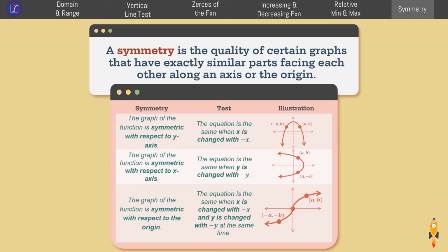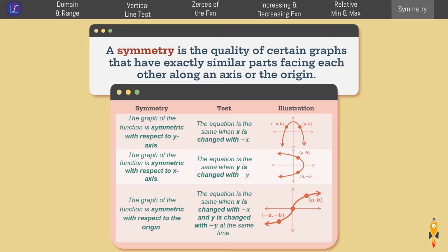What are symmetries? A symmetry is the quality of certain graphs that have exactly similar parts facing each other along an axis or the origin. Y-axis symmetry. A graph is symmetric with respect to the y-axis if a point (a, b) is on the graph together with point (-a, b). The graph mirrors along the y-axis. If substituting the variable x with negative x yields the same equation, then the graph has y-axis symmetry.